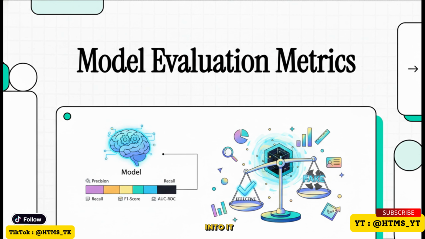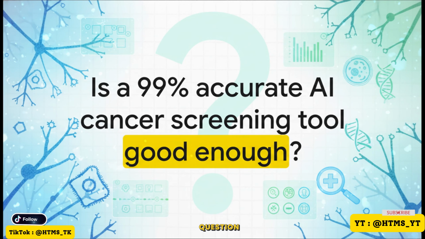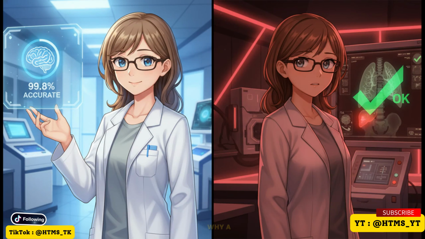Let's get into it. So let me start by asking you a question. Imagine you have an AI tool that screens for cancer, and it boasts 99% accuracy. I mean, on the surface, that sounds amazing, right? Almost perfect. But is it really good enough? This one question right here gets to the absolute heart of why we have to look beyond a simple accuracy score. And here's why. A model's performance can be incredibly deceptive.